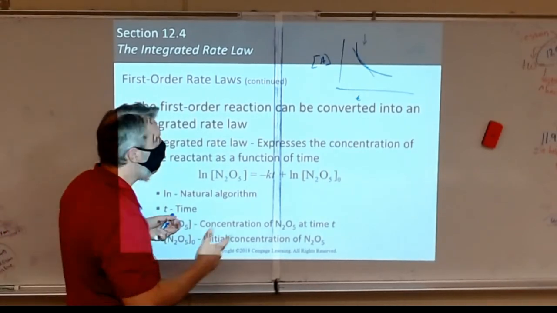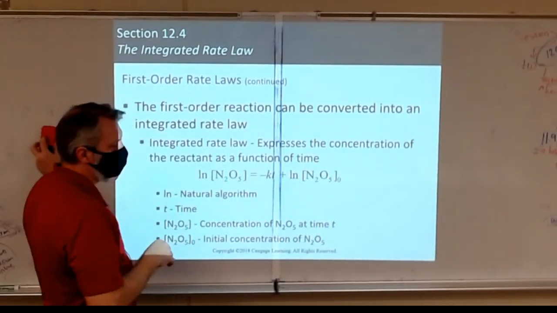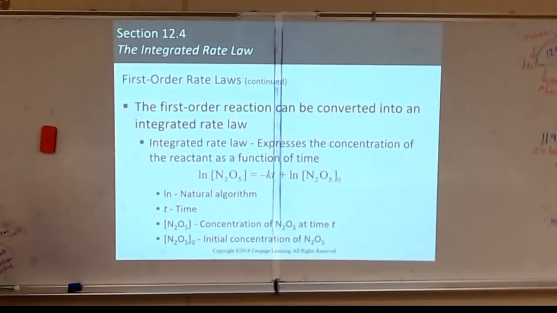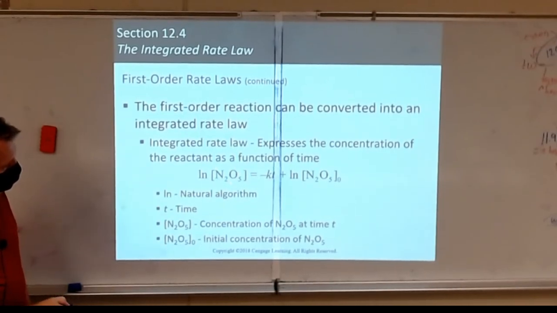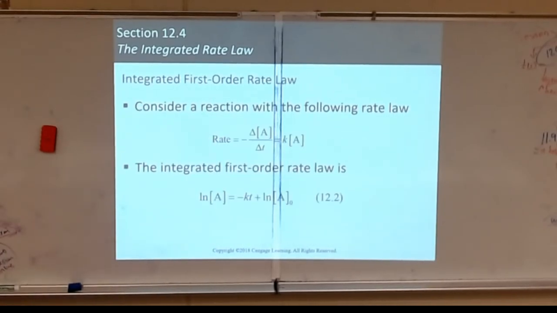We'll take a look at our reactions and see what happens. So instead, I rewrite this as the natural log of the concentration equals negative kT plus the natural log of the concentration at time 0. This only works on first order reactions, because second order curves are going to look different. So here's our integrated rate law. The integrated first order rate law looks like this. This should be on your formula sheet.